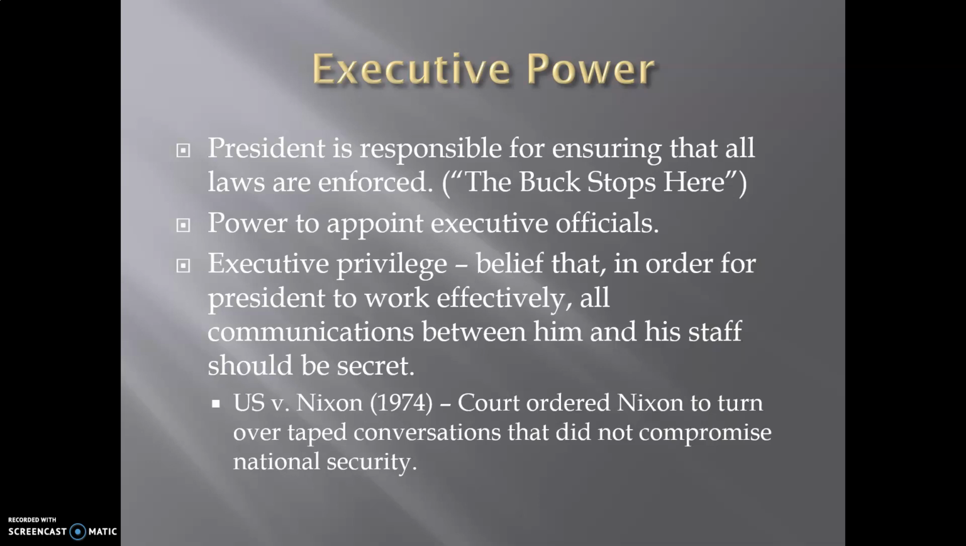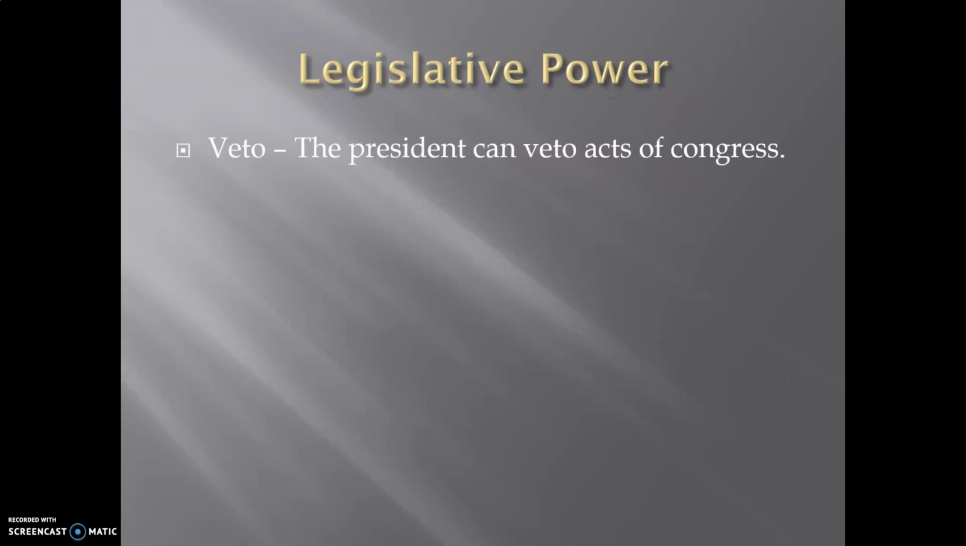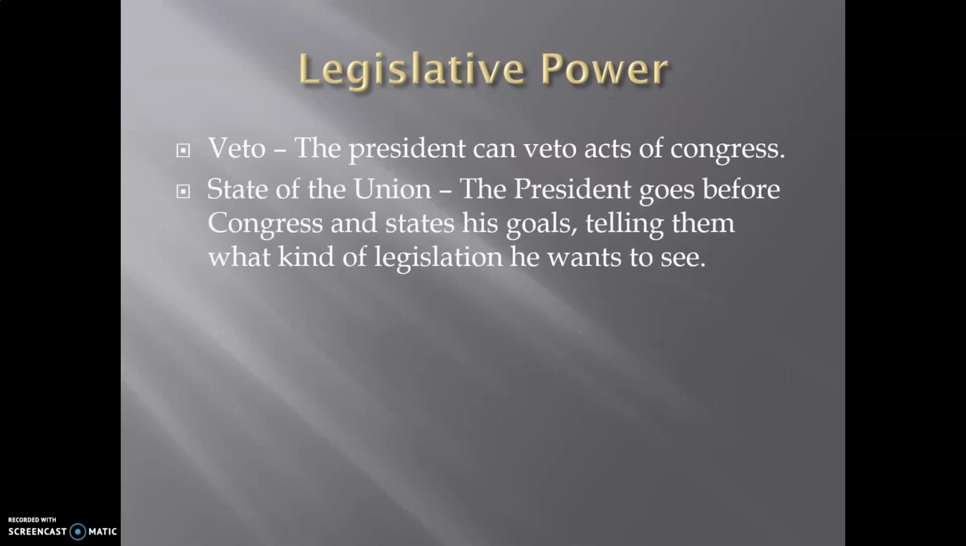But there is a limitation. The case of U.S. versus Nixon in 1974 said that if there is a suspicion of illegal activity, the courts can require that those secret communications be turned over. Legislative power, the president can veto acts of Congress.